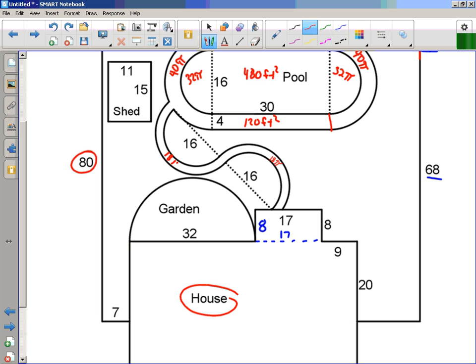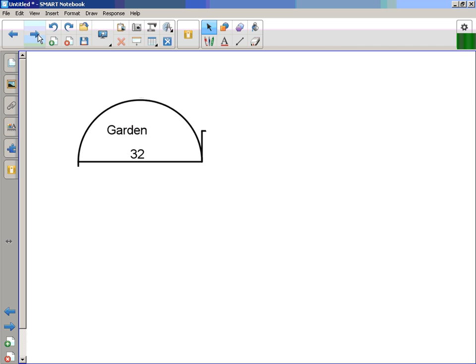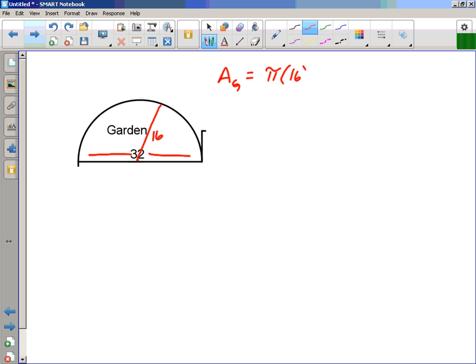So the next section that we're going to do is the garden. Okay, so the garden. This 32 is the diameter all the way across. So really I need to know the radius, and the radius is going to be half of 32. So that is 16. So the area of the garden is going to equal pi times 16 squared. But is it really? I mean, it's only half of a circle. So I don't have the other half here.